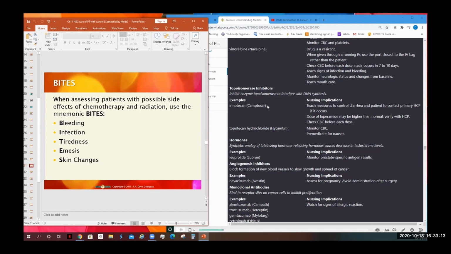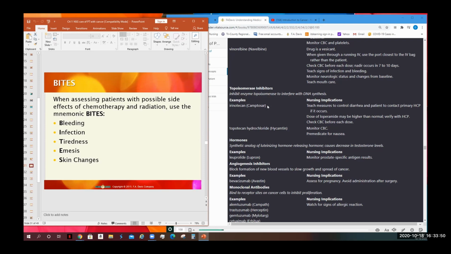The topotecan hydrochloride, also called Hycamtin, we will monitor the CBC and pre-medicate for nausea. Some of the hormones that might be given would be our synthetic analog of luteinizing hormone releasing hormone, and this causes a decrease in the testosterone levels. An example would be leuprolide, also called Lupron. The nursing implication would be monitor prostate-specific antigen results.